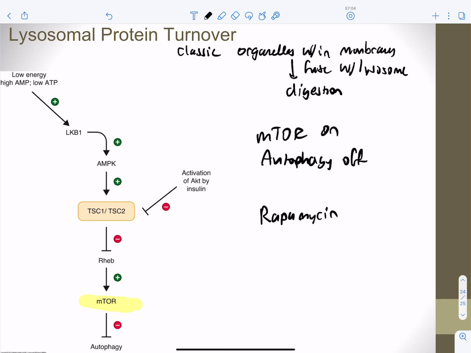And so you can see that in the mTOR pathway, you have an input of insulin. It makes sense that insulin is going to want to turn mTOR on, because you don't want to undergo autophagy while you have plenty of energy around. And rapamycin is used for transplant rejection.